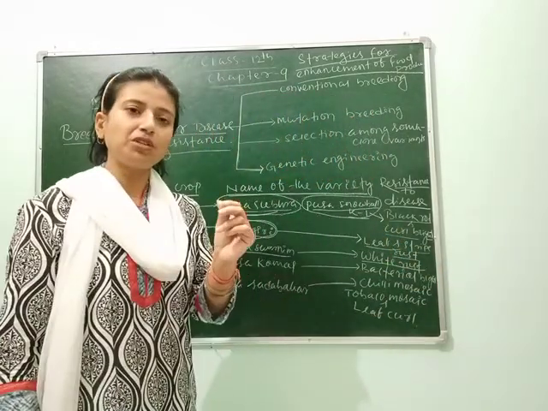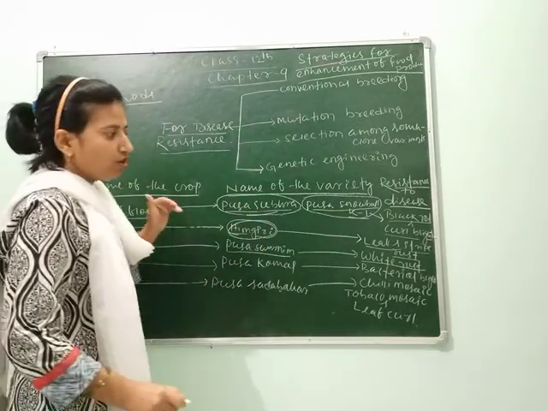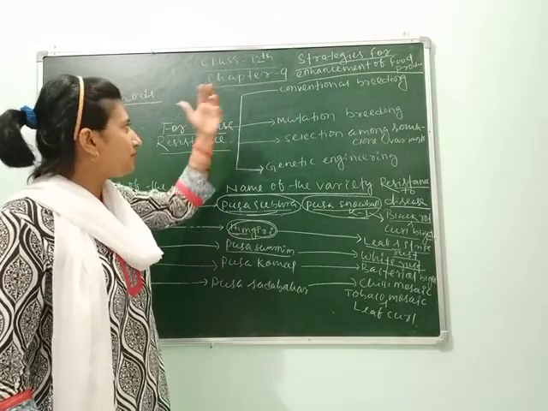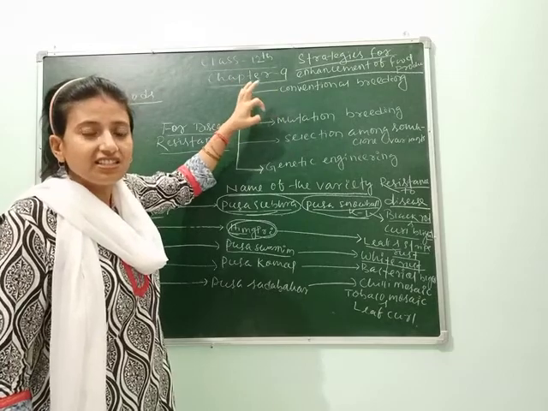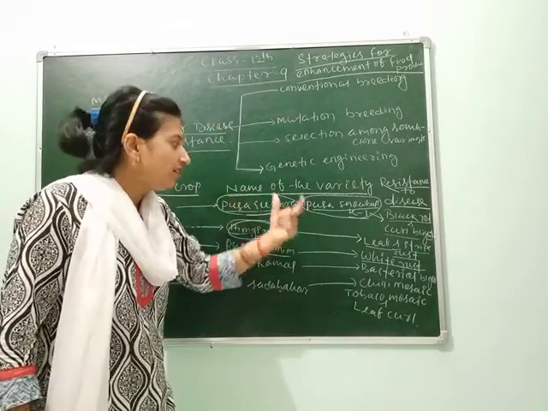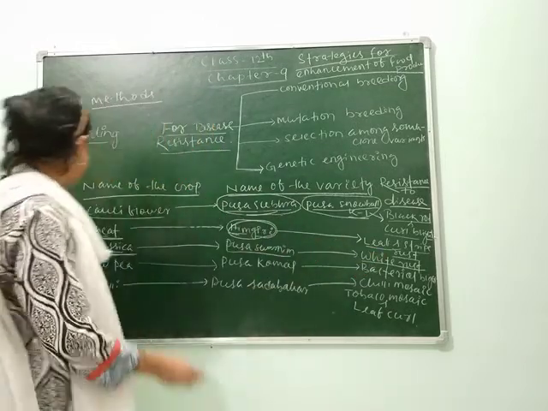White rust means a powdery structure is formed in Brassica. So to prevent this, the seed is developed through conventional breeding technique. The disease causing factor is removed, or resistance to this disease, white rust disease, is added.